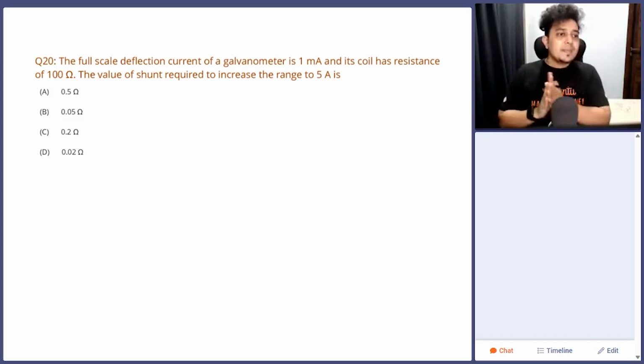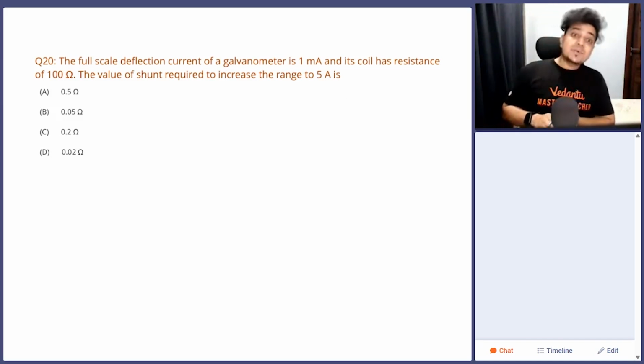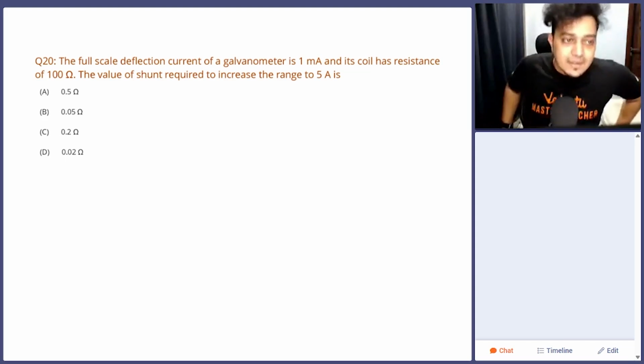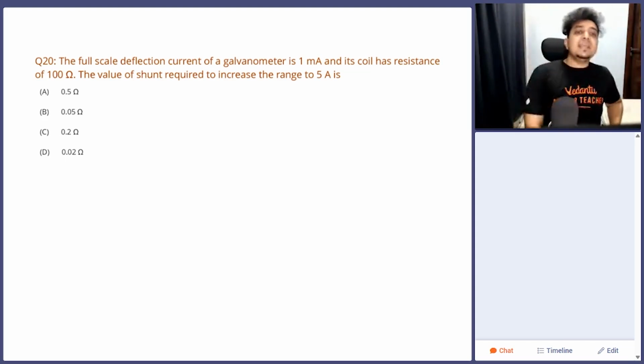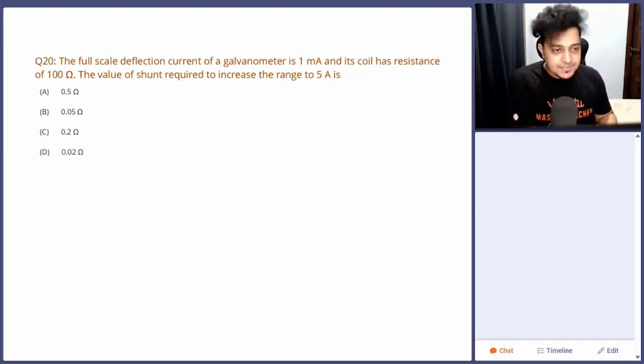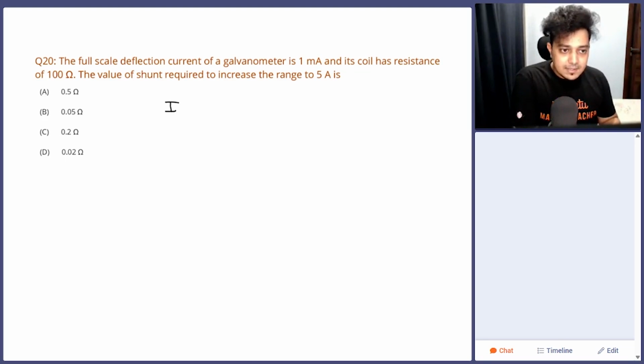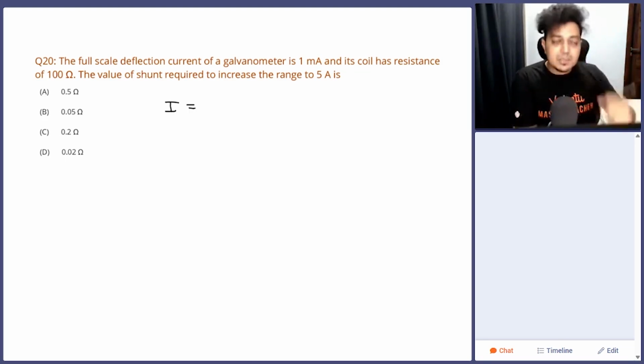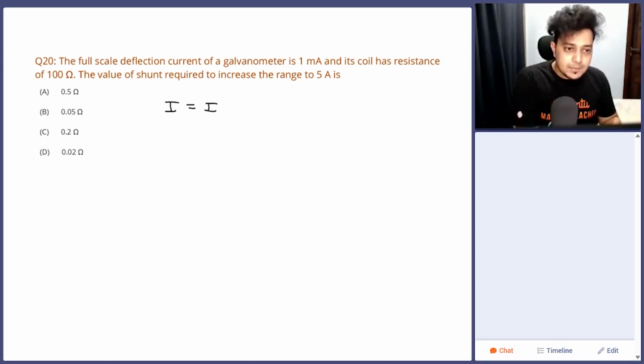Let's go. Next question. The full scale deflection current of a galvanometer is 1 milliampere. Its coil has a resistance of 100 ohm. The value of shunt required to increase the range to 5 amperes. So here we will use direct formula, current to be measured by using galvanometer, which is converted to ammeter. I equal to Ig into G plus S upon S.